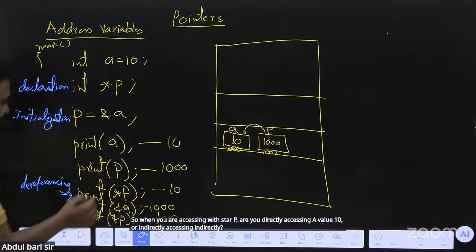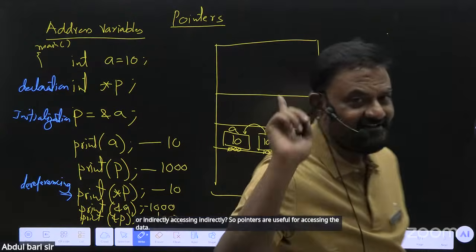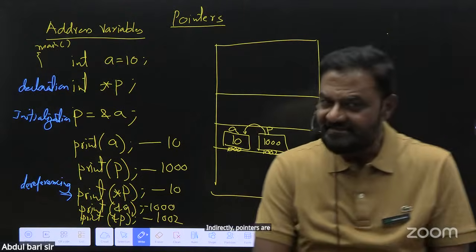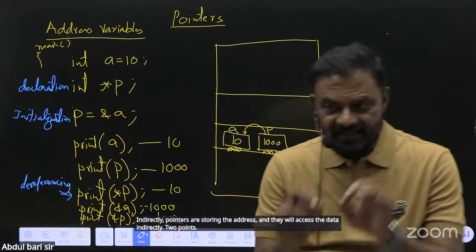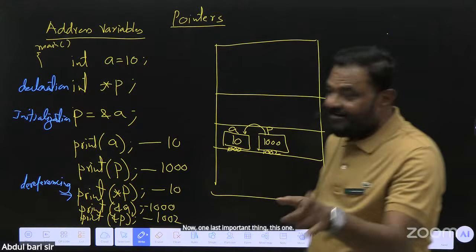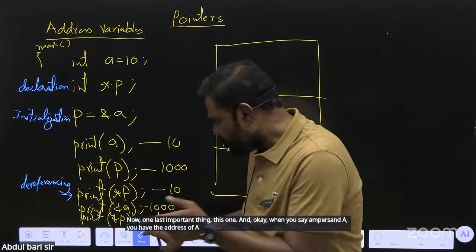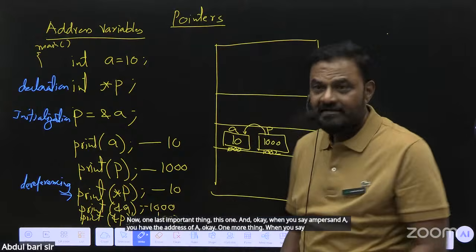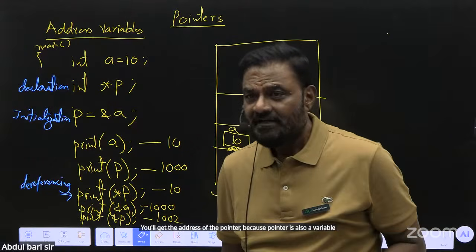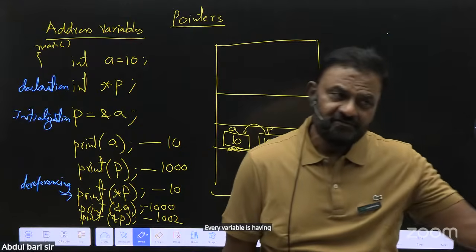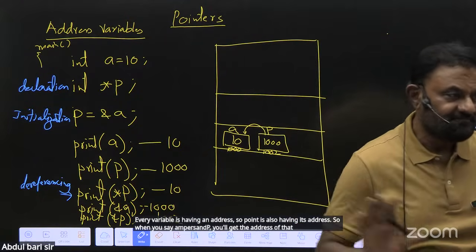So pointers are useful for accessing the data indirectly. Pointers store the address and they will access the data indirectly. Now one last important thing. When you say ampersand A, you have the address of A. One more thing: when you say ampersand P, you will get the address of the pointer, because a pointer is also a variable. Every variable has an address, so the pointer also has its address. So when you say ampersand P, you will get the address of that same variable.